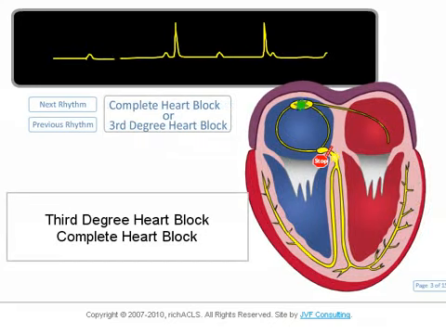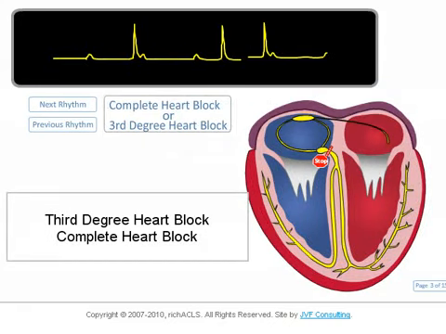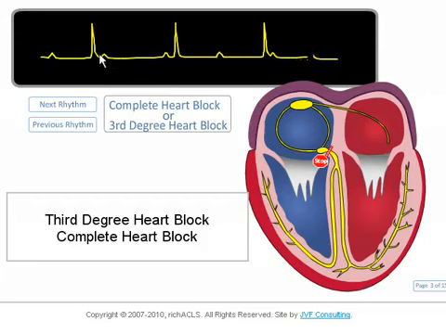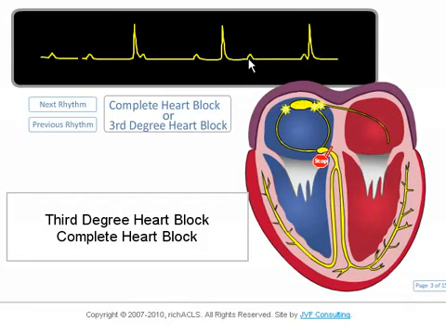Here is third degree heart block, also called complete heart block. The unique characteristic of this rhythm is the dissociation of atrial and ventricular conduction. There is no PR interval. The atrium is firing at a different rate than the ventricles.